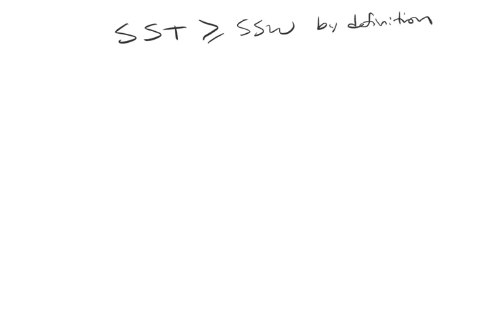I want to try to convince you that the sum of squared total always has to be greater than or equal to the sum of squared within by definition. Now, I could prove it to you with math if I wanted, but I'm going to try to do it with a picture instead. So let's suppose we're comparing two groups, A and B. Here's some data points, and here's some data points.